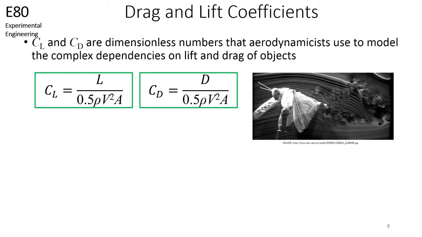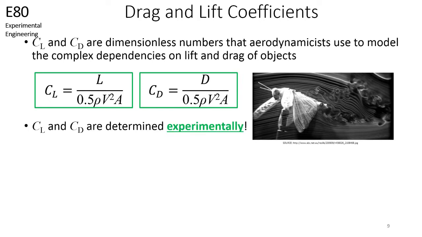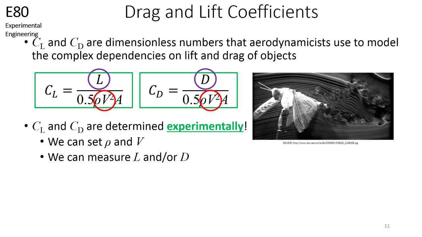This is why the lift and drag coefficients are so important. Aerodynamicists use these coefficients to model the complex dependencies on lift and drag of objects. Here, you see the lift and drag equations rearranged to enable the calculation of lift and drag. What's great is that the lift and drag coefficients can be determined experimentally. Imagine setting up an experiment where you can control the density and velocity of a fluid, such as in a wind tunnel. If you could have devices that can measure lift and drag forces, then you can determine the lift and drag coefficients of the object.